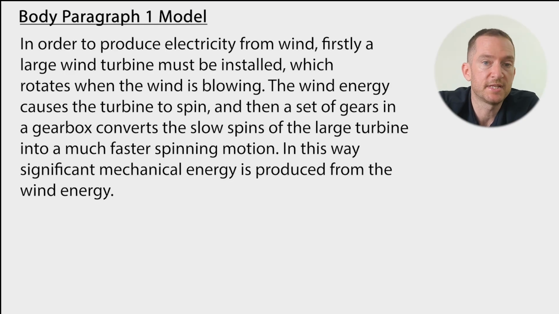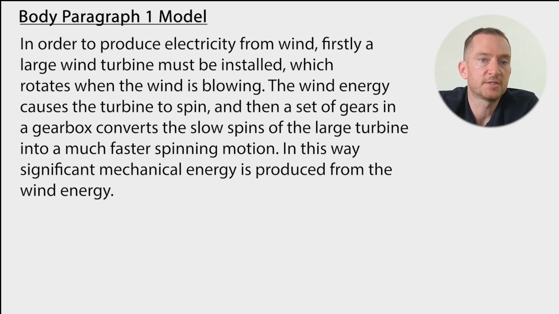In order to produce electricity from wind, firstly, a large wind turbine must be installed, which rotates when the wind is blowing. The wind energy causes the turbine to spin and then a set of gears in a gearbox converts the slow spins of the large turbine into a much faster spinning motion. In this way, significant mechanical energy is produced from the wind energy.